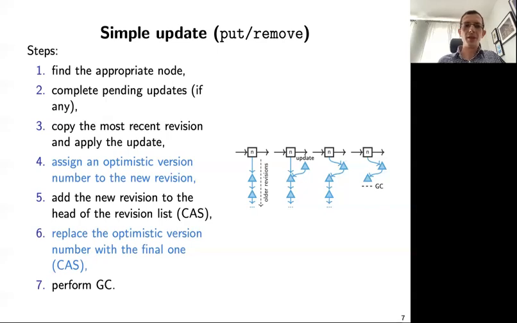Once the revision has been added to the list, we replace the optimistic version number with the final one. This also happens through a compare and swap. Finally, we iterate over the revisions in the list and perform garbage collection by getting rid of revisions that are no longer needed. So you can see here that the version number assignment process involves two steps. This is required to facilitate batch updates.